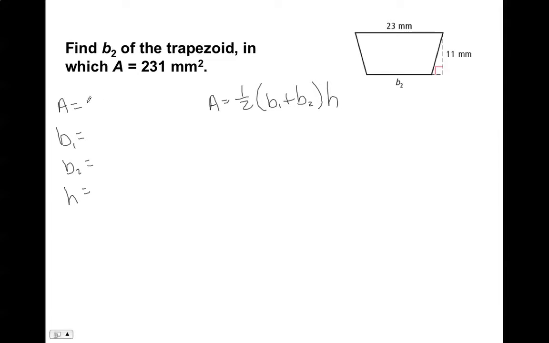Well, here we're given the area. Over in the diagram, we're given base 1. We need to find base 2. And we know here is our height since it's perpendicular down here. Even though it's not inside, it is still the height of the trapezoid. So now we can substitute in.